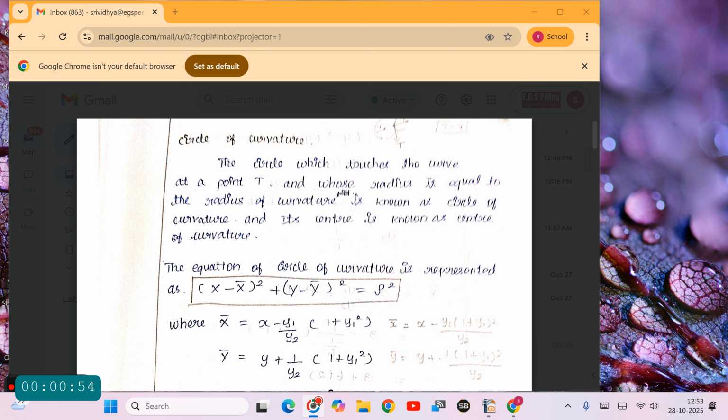Radius of curvature we already know very well. If the radius is equal to the radius of curvature, provided the circle touches the curve at a point T, its center is known as the center of curvature. The equation of the circle of curvature is represented by (x minus x bar) the whole square plus (y minus y bar) the whole square equal to rho square. Already we know that x bar comma y bar represents the center of curvature and rho represents the radius of curvature.